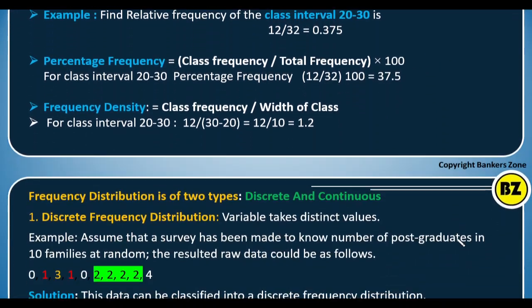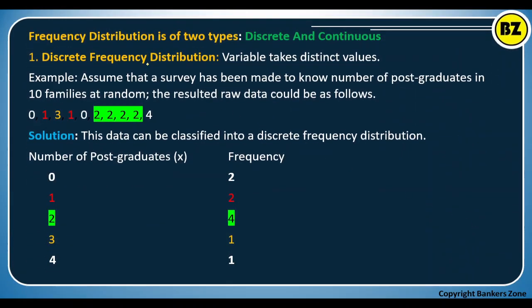Now frequency distribution has two types. Frequency distribution is of two types. Okay, so see, first discrete and then continuous. What do you mean by discrete and continuous? See, in a discrete frequency distribution, the variable takes distinct values. For example, see, through an example you will get it.